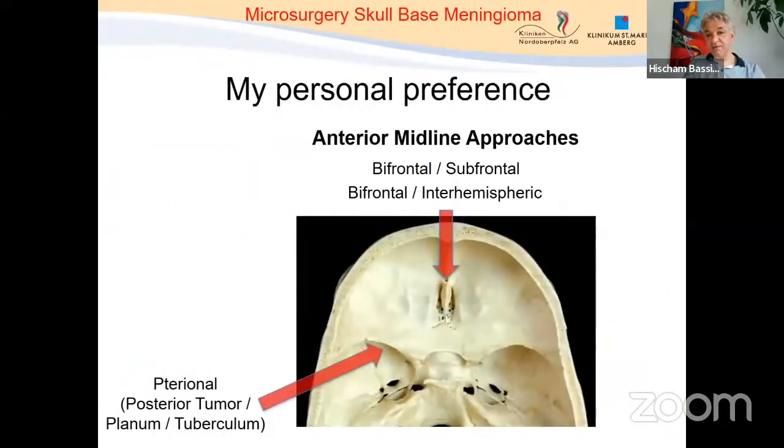So what is my personal preference, which I'm using in most of these tumors? These are the anterior midline approaches, either bifrontal subfrontal or bifrontal interhemispheric, mostly bifrontal subfrontal. And in posteriorly located tumors, particularly planum sphenoidale meningiomas and of course planum and tuberculum sellae meningiomas, I'm using the pterional approach mainly.